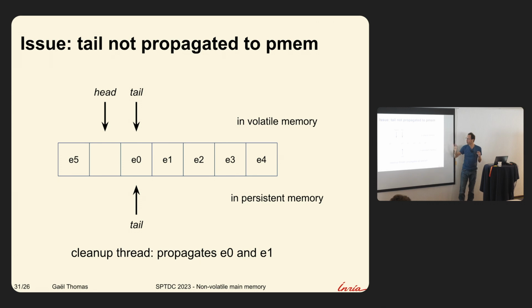So let's take this state initially. The log is full. We have the tail in persistent memory, which is on E0. We have a copy of the tail in our volatile cache in the processor, which is also on E0. And we have the head just behind.